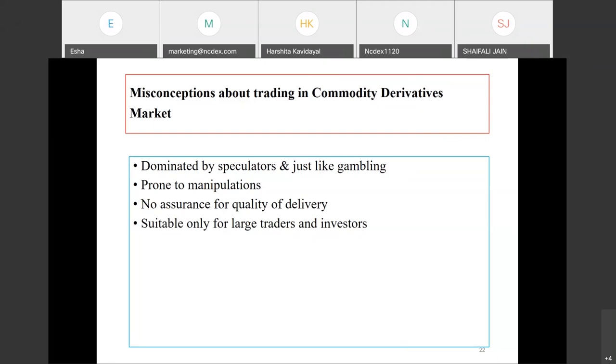Another claim is no assurance of quality. As I already told you, the assayer should have a certificate of assaying from NABL, the National Accreditation Board for Calibration and Testing Laboratories. So it is not true, because the assayer has to undergo all these regulatory parameters. Only if they comply with those parameters are they permitted as an assayer, and they should have the NABL certificate. Another claim is that it is suitable only for large investors, which is far from satisfactory because we also have small trading lots. In non-agri contracts, we have small trading lots in gold, silver and other metals.